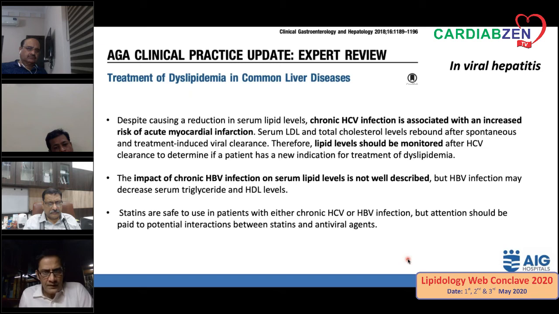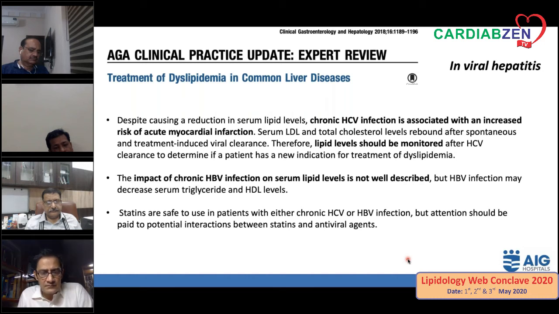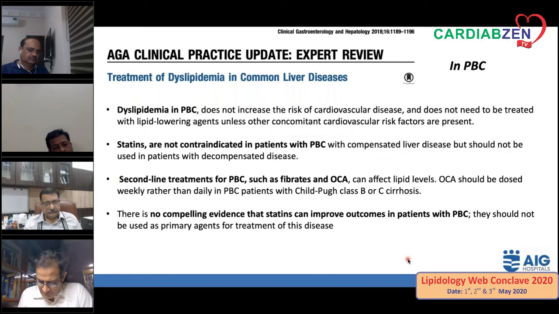Coming to hepatitis C, there are reports of increased risk of acute myocardial infarction. So people believe that lipid profile should be monitored in patients with hepatitis C after the virus has been cleared. Hepatitis B and lipids I have discussed, but there is not much data. But we can safely use statins in patients with either hepatitis B or hepatitis C. In PBC, if there is an increased cardiovascular risk score, we use lipid lowering drugs, and statins can be used.